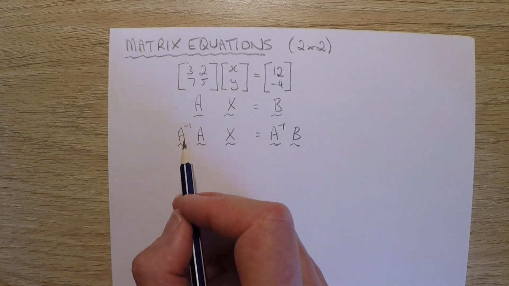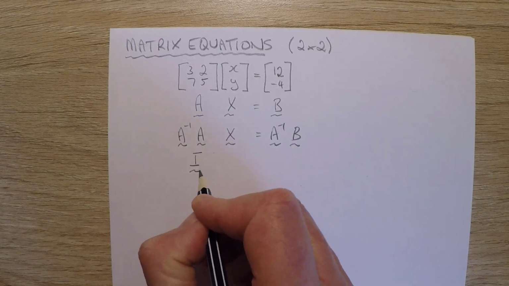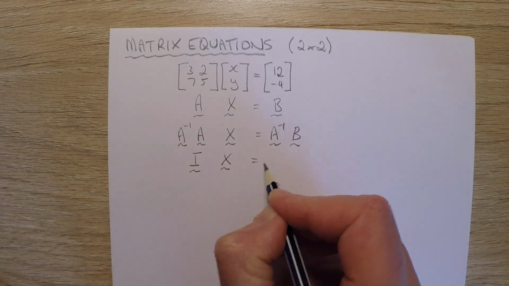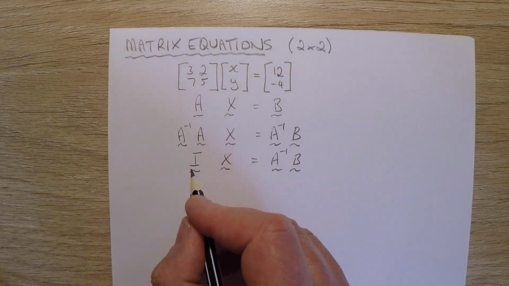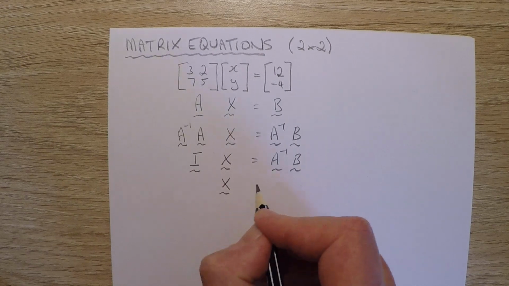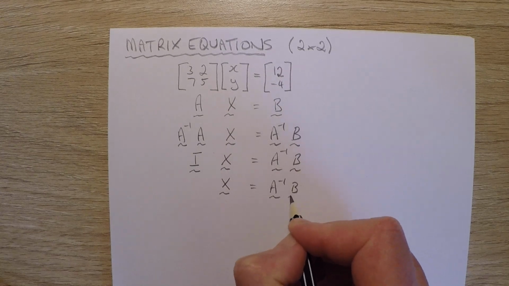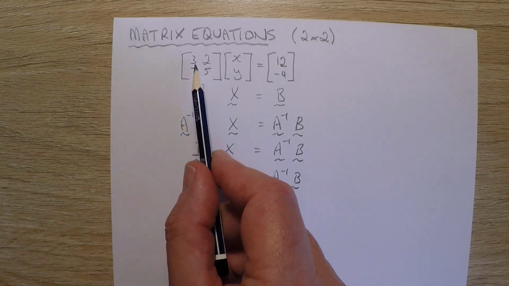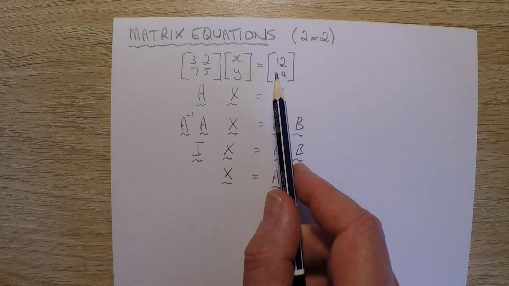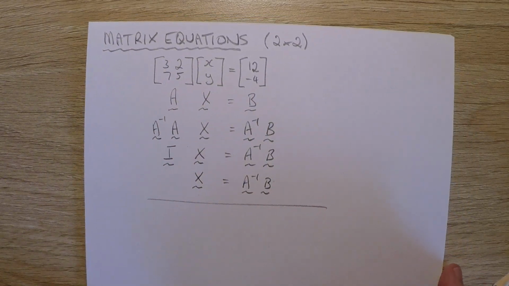If the inverse of matrix A exists, this should become the identity matrix, multiplied by X, and the inverse of A times B, and the identity matrix times X just leaves matrix X. So this is how I'm going to solve this equation. I'm going to see if I can find the inverse of matrix A, this one, and then I'll multiply that by matrix B. So first of all, the inverse of matrix A.